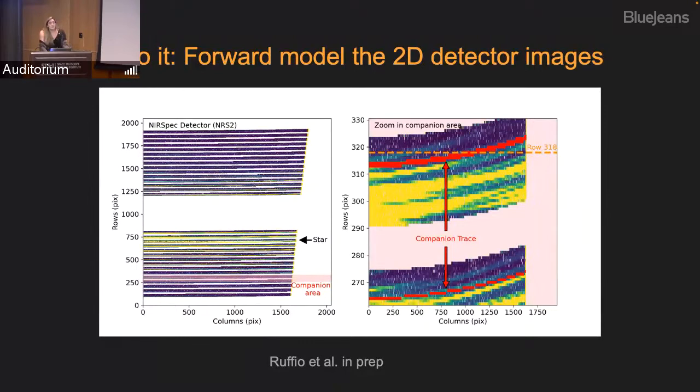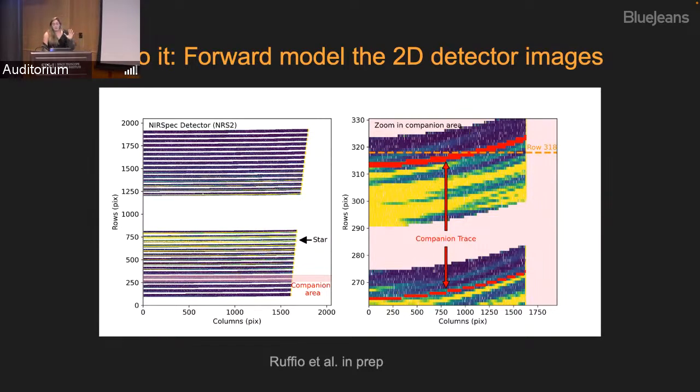So to mitigate building data cubes, we've looked at the 2D detector images. Because NIRSpec is a slicer IFU, we can look at the individual slices. Shown to the left are the calibrated 2D detector images for detector 2 on NIRSpec. Highlighted in the red region is where the companion should be.